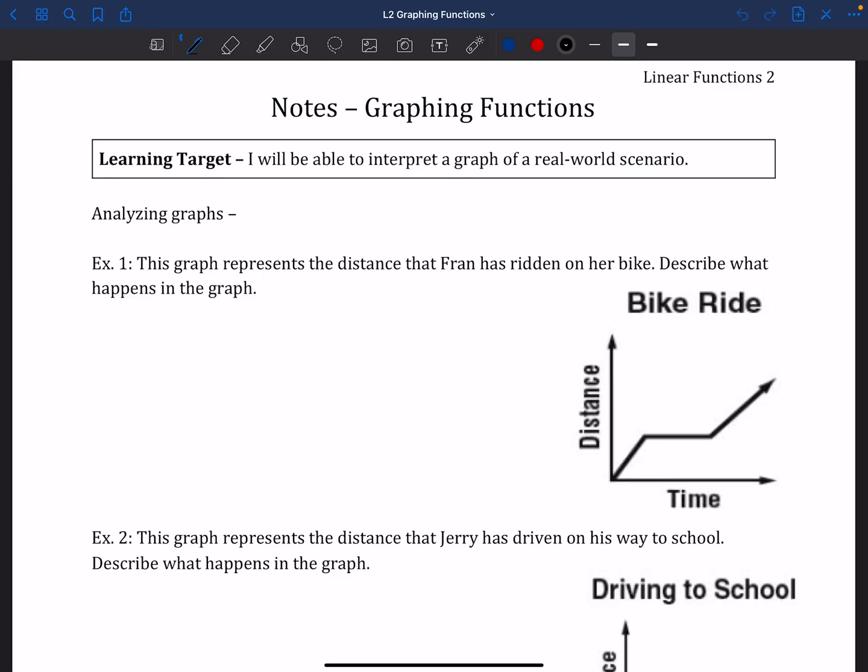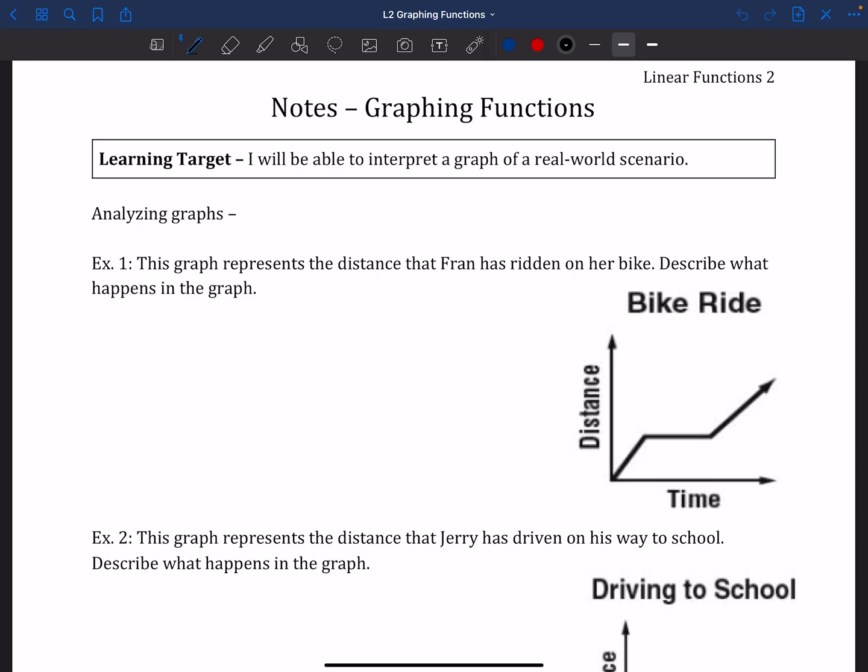Hello, welcome back. What we're going to do today is talk about the graphs of functions. What we want to be able to do today is interpret a graph of a given real-world scenario. So when we're analyzing graphs, we have to think about what we are actually doing. Think about what the word analyze means. Analyze means that you're trying to say what is happening. You're looking at something and drawing conclusions from that.